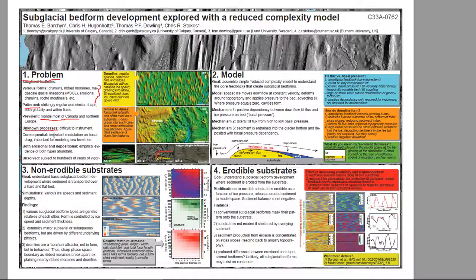It's very difficult to instrument under a glacier. They have a consequential, very important modulation on how fast ice moves, and importantly how fast glaciers in Antarctica are moving into the ocean and melting and increasing our sea level. And they're really unsolved, and so there hasn't really been a cohesive theory that's been presented that explains how these things form. Makes them pretty exciting.